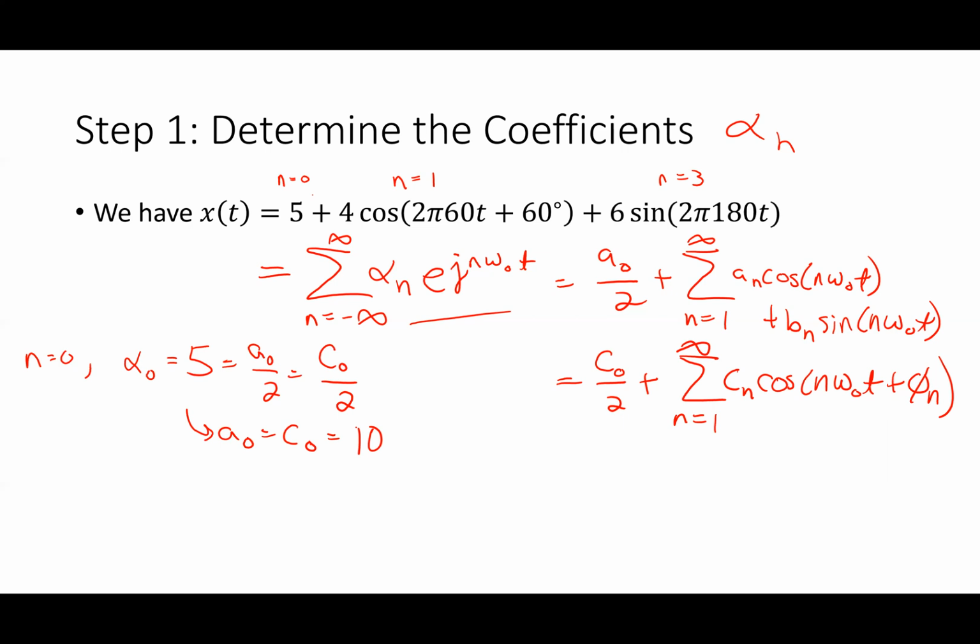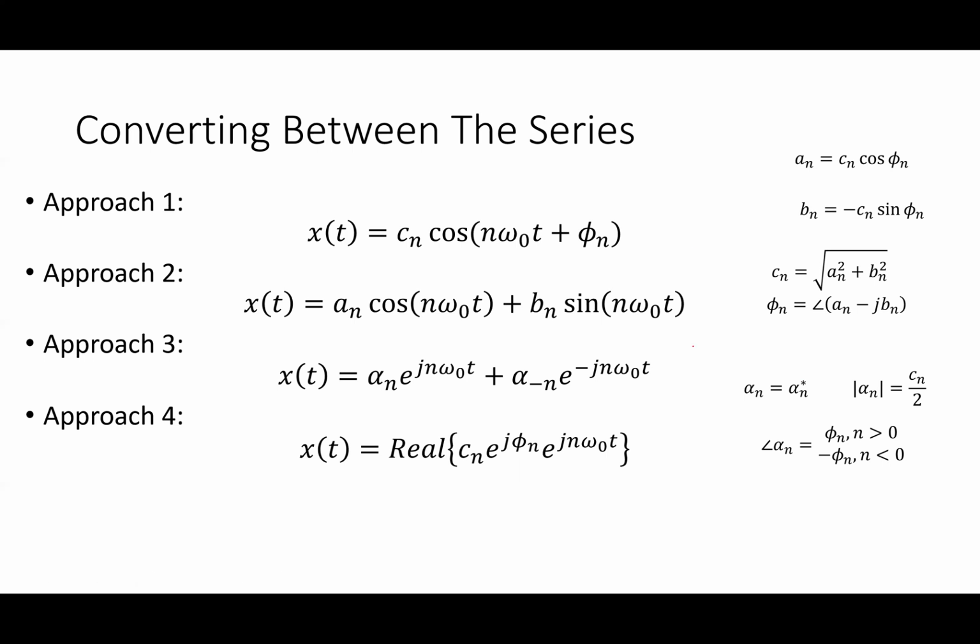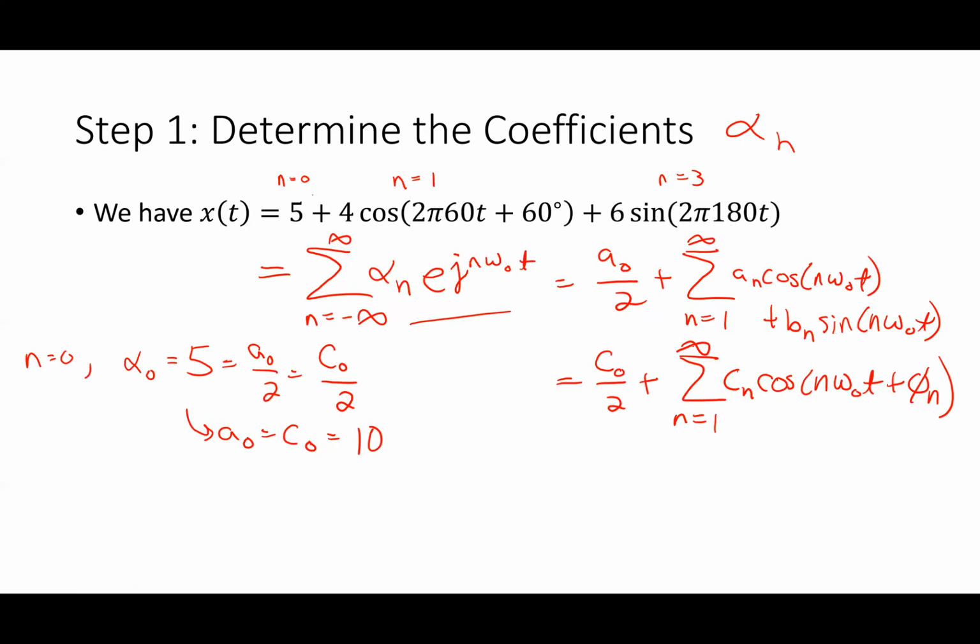I have the shifted cosine. I don't even bother going back to the formula sheet. What I say for this guy is, I know all three of these, or all four of these things, are equal to each other for any given frequency. For n equal 1, I have the shifted cosine. So I have 4 cosine theta, where theta is equal to omega naught t plus 60 degrees.